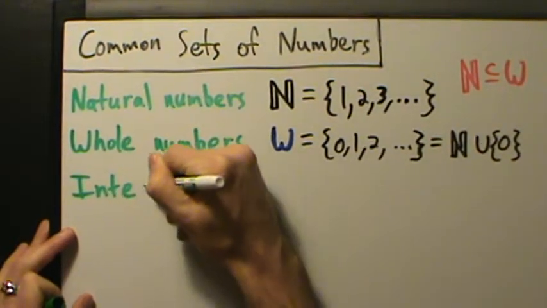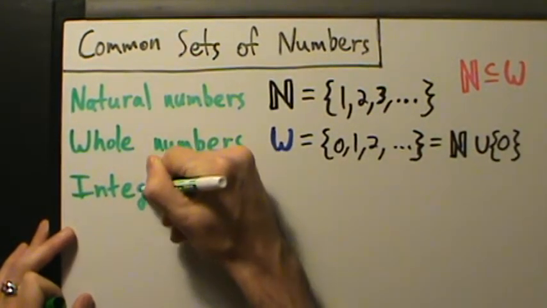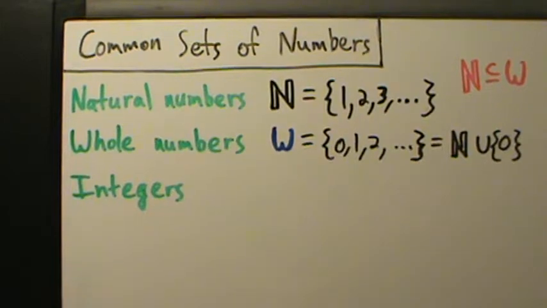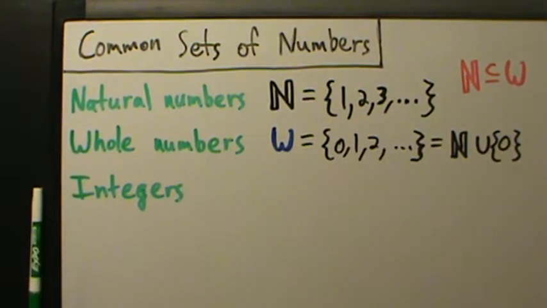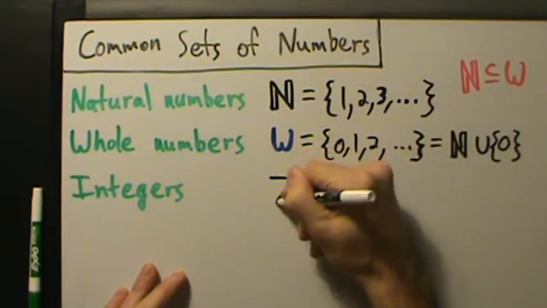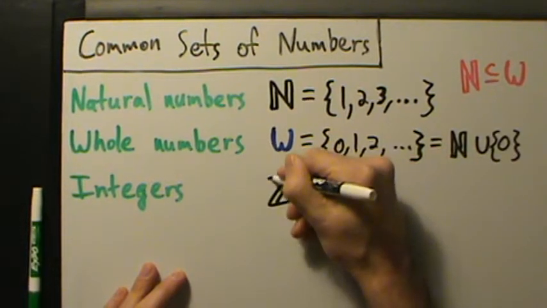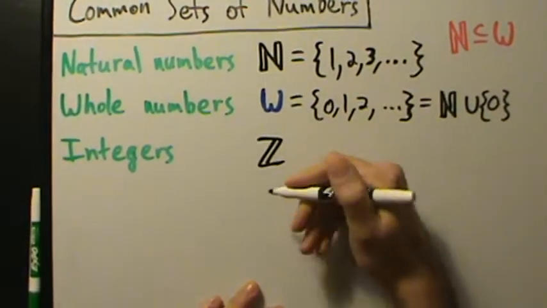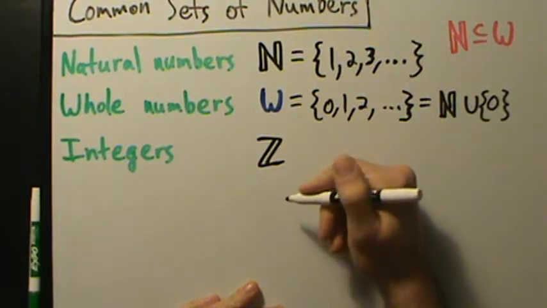So this is a very important set of numbers here. So the integers, very important set. And it's denoted with the capital blackboard bold Z like this. So Z, short for integer.